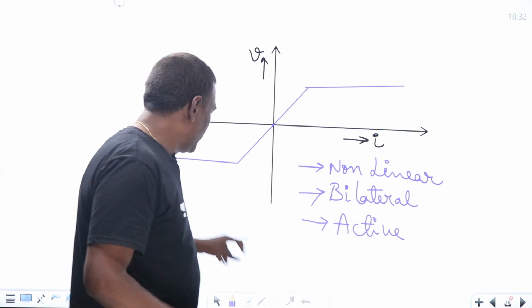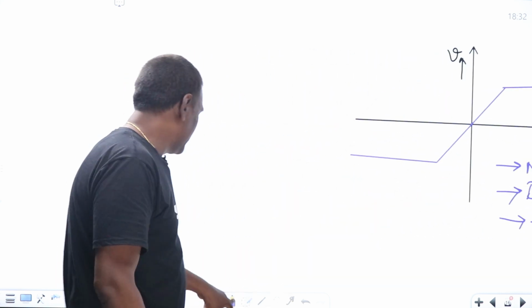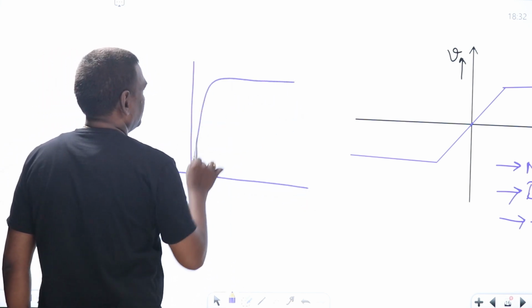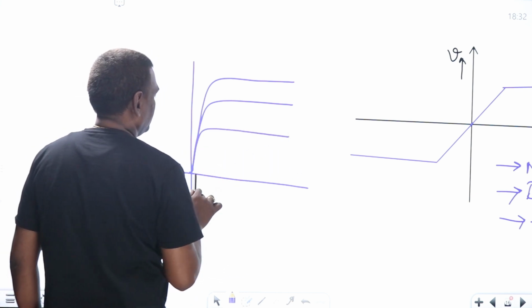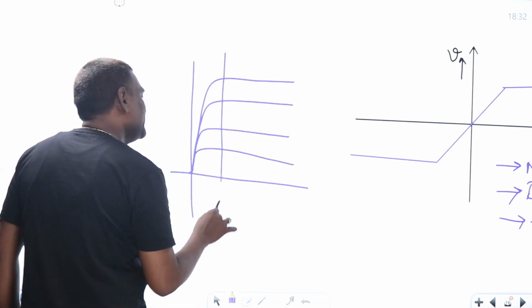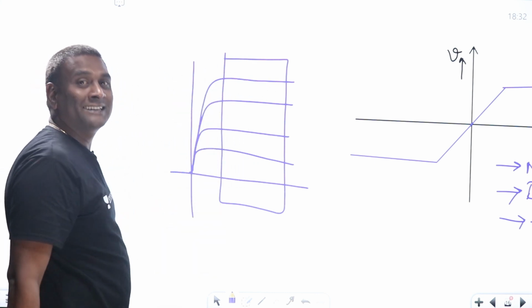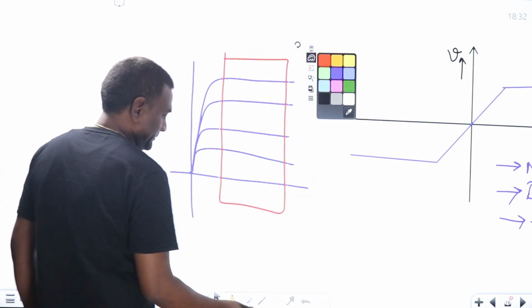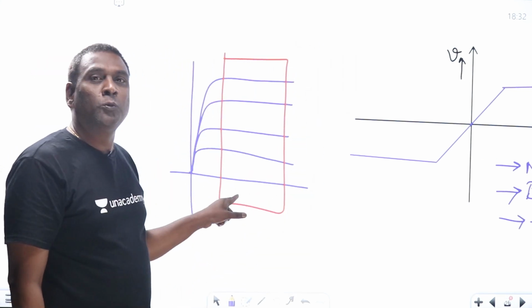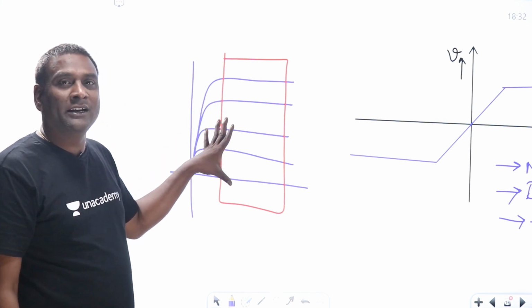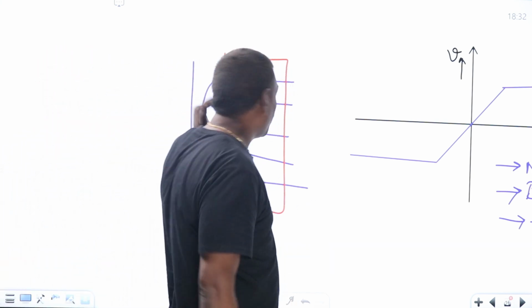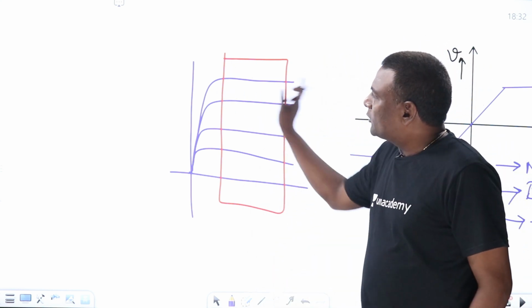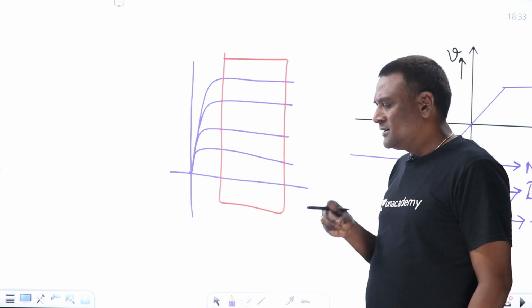And of course, if you think of the combinatorial characteristics of our BJT, in this region only it is supposed to be operating as an amplifier. The operating point is supposed to be in this region, then only it will behave like an amplifier. But anyway, the point here is very simple. Even though it operates in this region, how can you consider it as an active element?